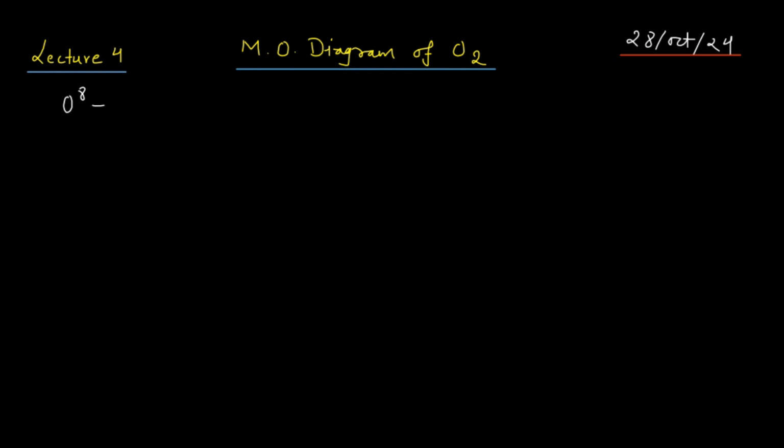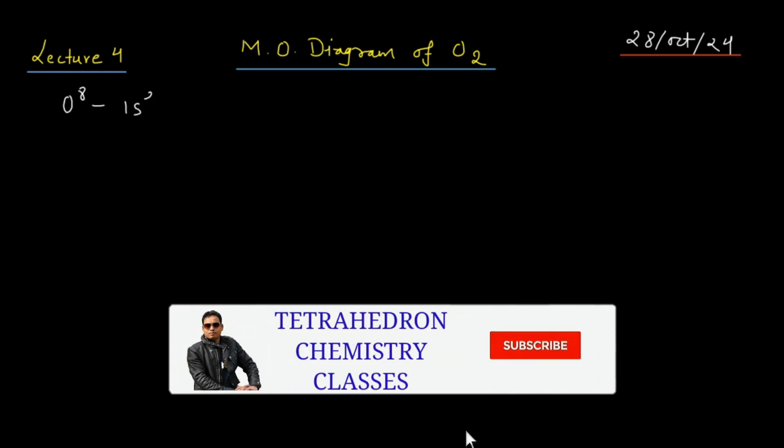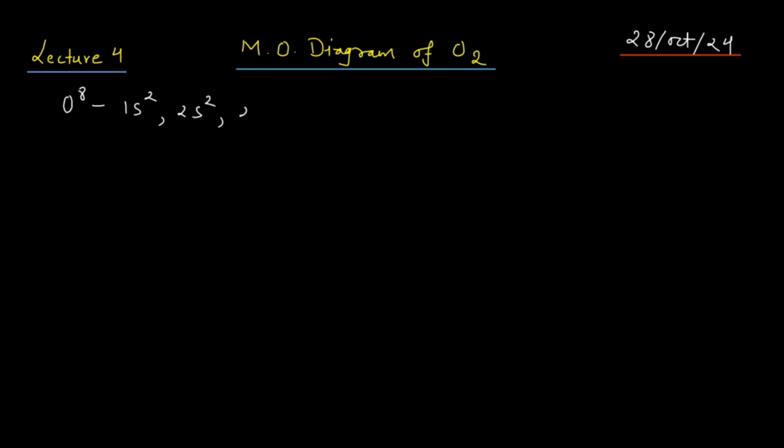So for the oxygen atom, you know, it has the atomic number of 8. If you write the electronic configuration, then it would be 1s2, then 2s2, and then 2p4. So this is the electronic configuration of the oxygen atom, and definitely when you are going to discuss the diatomic molecules, 2 such oxygen atoms would be there, and the atomic orbitals of these 2 oxygen atoms will combine to give you the molecular orbital diagram.